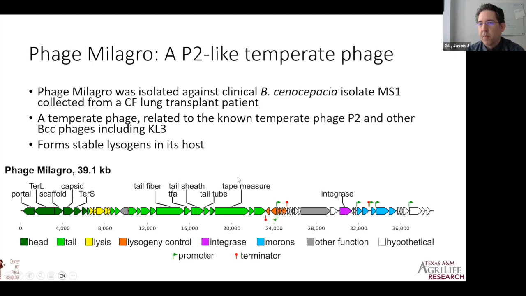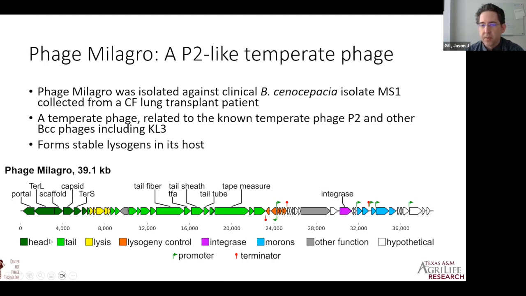So this brings us to a phage called Milagro. This is a P2-like temperate phage. It was isolated against a clinical isolate called MS1, which was collected from a post-transplant CF patient. It's related to P2, more closely related to phage KL3, which is another well-known Burkholderia temperate phage, or sorry, that was actually a virulent phage. But this phage is a wild-type temperate phage, and it's able to form a stable lysogen in its host. So here's a map of it.